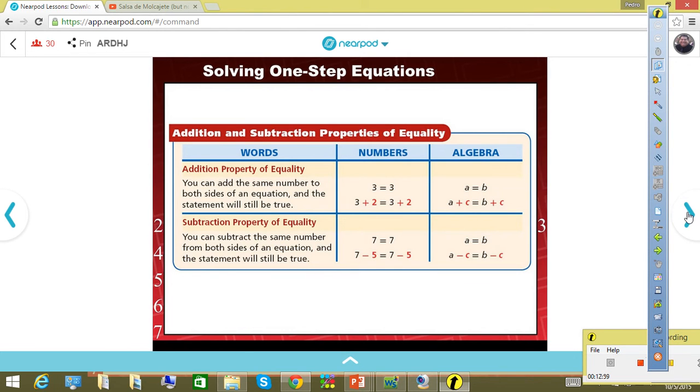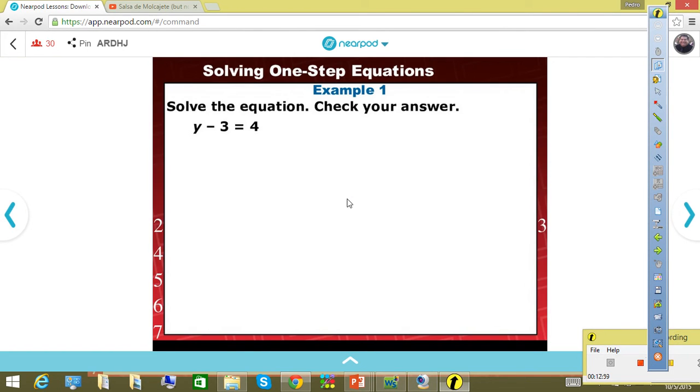All right, so with that said, copy this example down, please, underneath the steps. Example 1 says, solve the equation, check your answer. Solve the equation, check your answer.